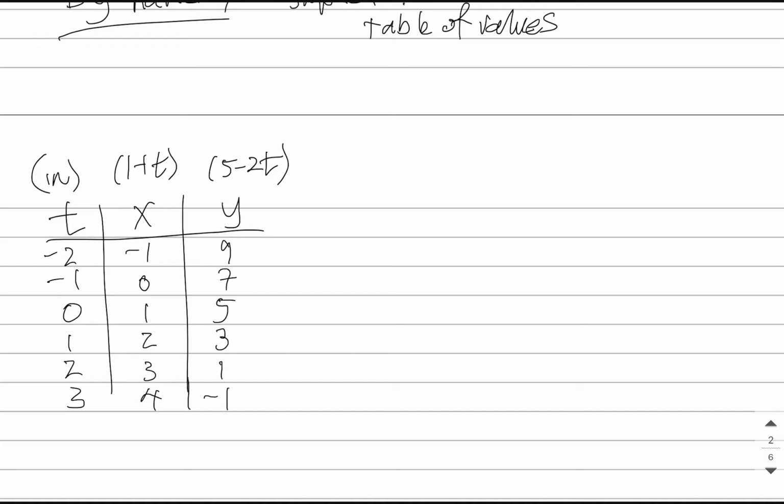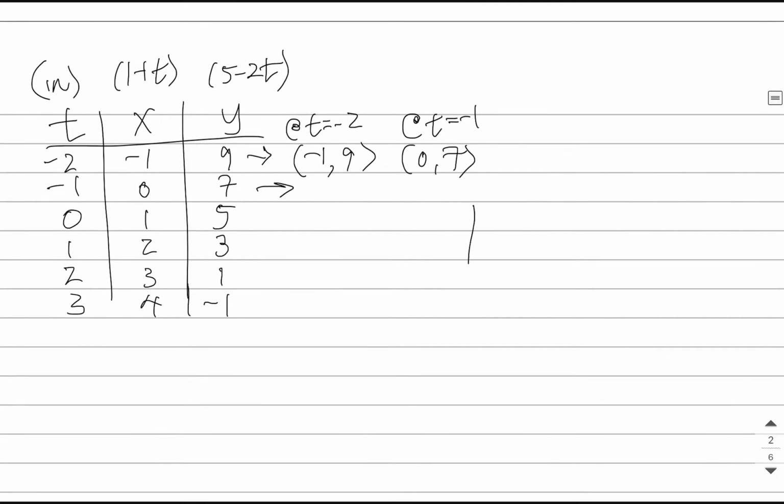Now what we do is we say, okay, when t is equal to -2, we should be at the point 1, -9. When t is equal to -1, we should be at the point 0, 7. And so all we do is we end up with a table of values that has an extra layer of information. And the extra layer of information has to do with when.